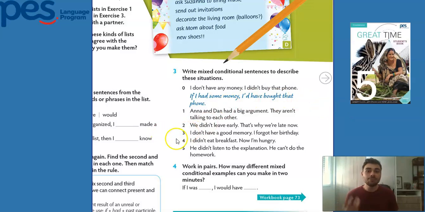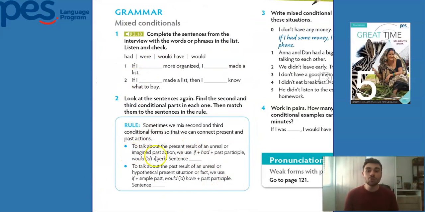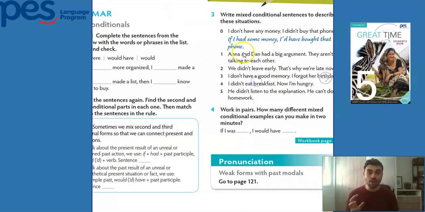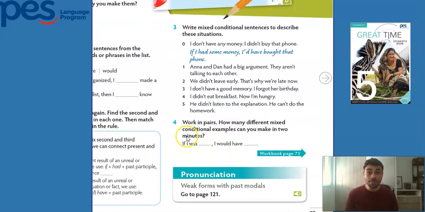Remember, guys, if you can't see how to connect the sentences, go back to the rule and try to understand if the situation over here is talking about a present result of an unreal past action or a past result of an unreal present situation or fact. Okay? So, good luck. And then, when you're done, come back here for us to check. Good luck.